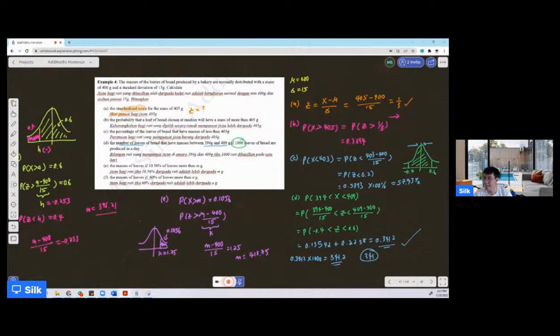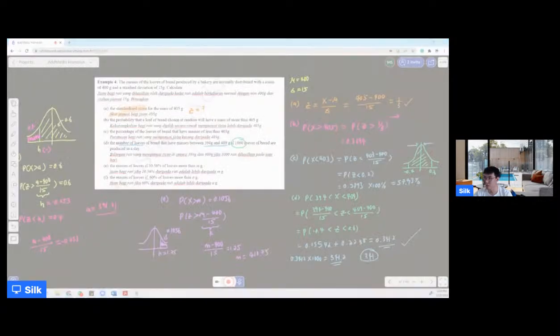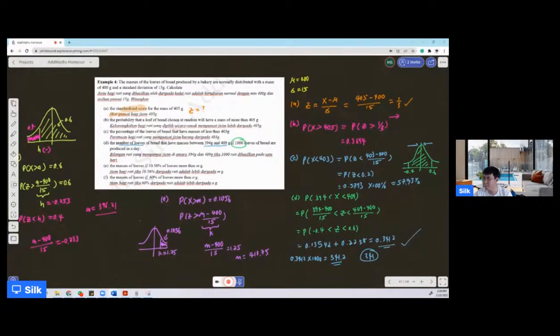Okay, that is everything about example 4 here. Let's take a look at how the exam question would ask. I love this question a lot because it came out one time, two times, three times, a lot of times already. It's not just one or two times. So let's take a look at this question. Okay, example 5.